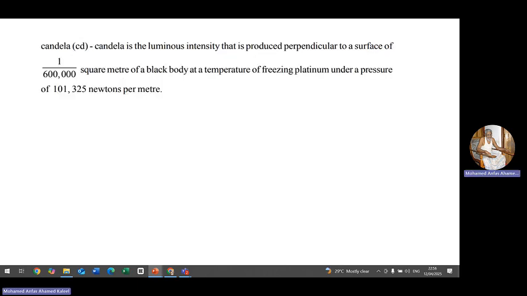The next one is candela, that is cd. Candela is the luminous intensity produced perpendicular to a surface of 1 over 600,000 square meter of a black body at the temperature of freezing platinum under a pressure of 101,325 newtons per square meter. That is the definition of candela.